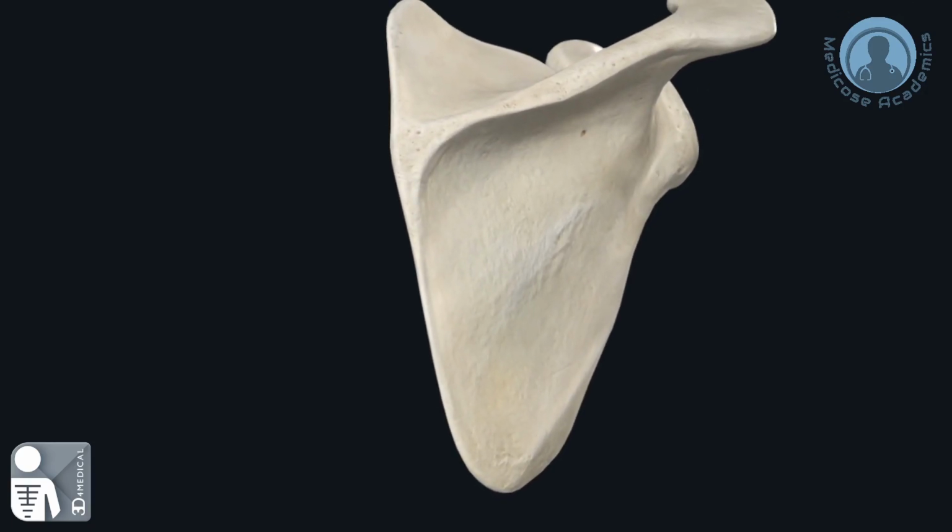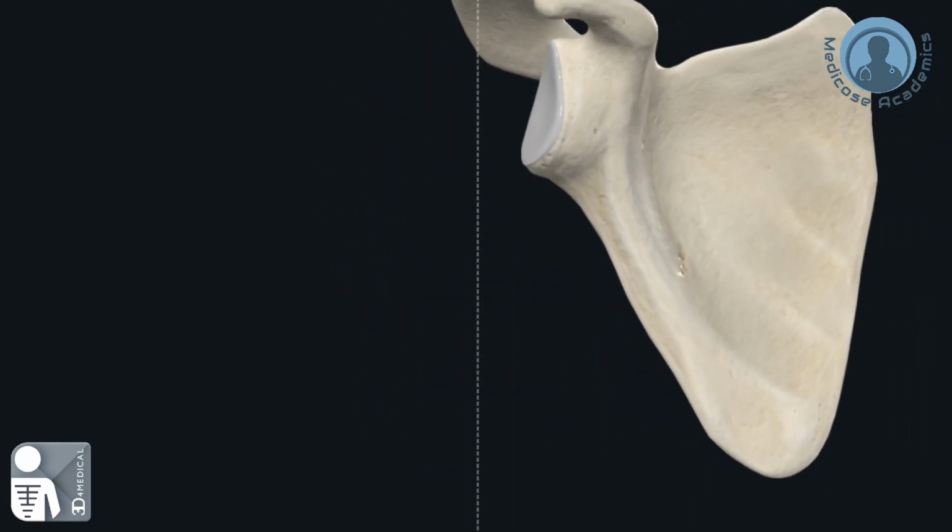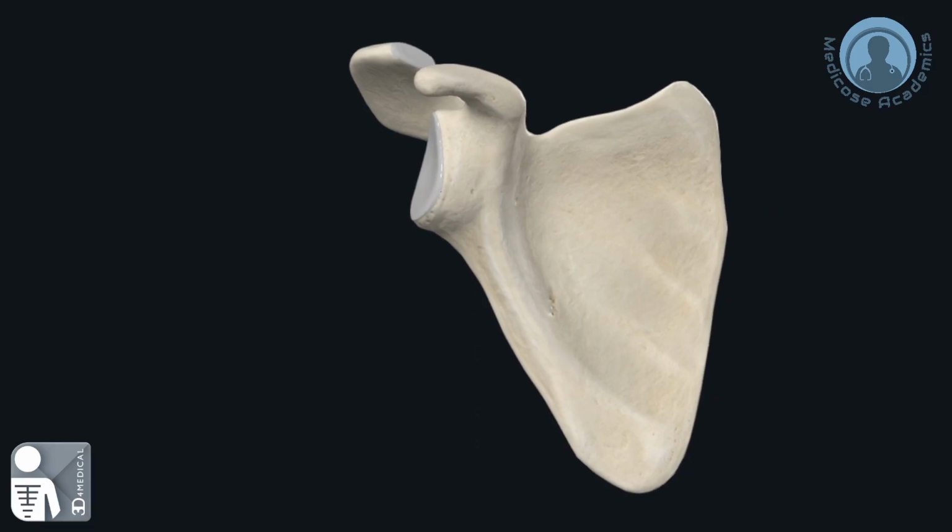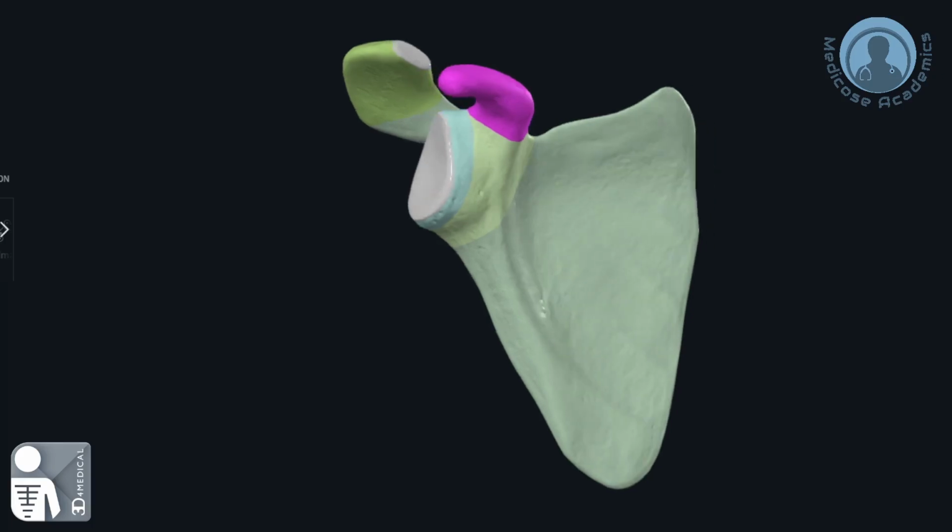Now let us talk about the three processes that are remaining. Let me make this more prominent. This is the coracoid process. Its literal meaning is crow's beak because it looks like that.